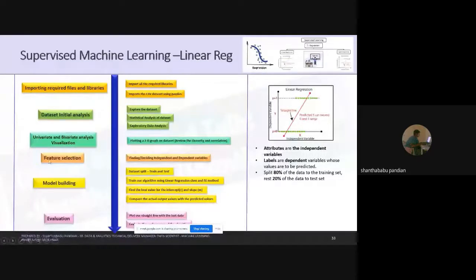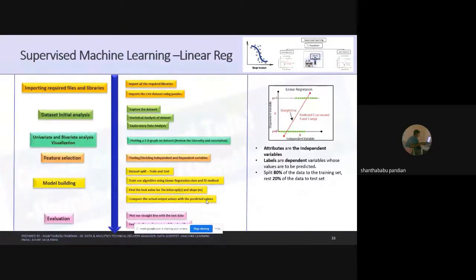And model building, you know very well. You need to split the train and test, and train our algorithm using the linear regression class and the fit method. A simple method you can apply, and you can find out the intercept and slope from a simple function, and compare the actual output value with the predicted value. You apply the test values to find the predictions.